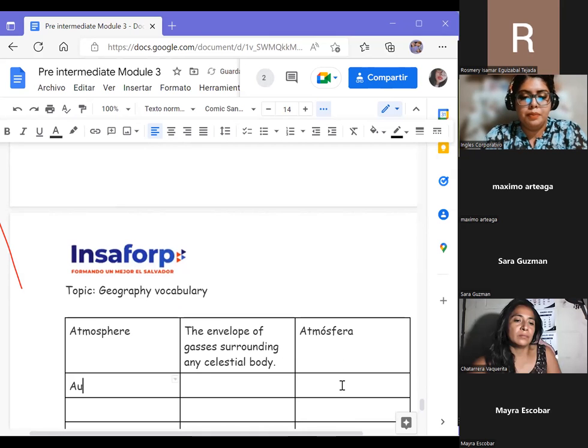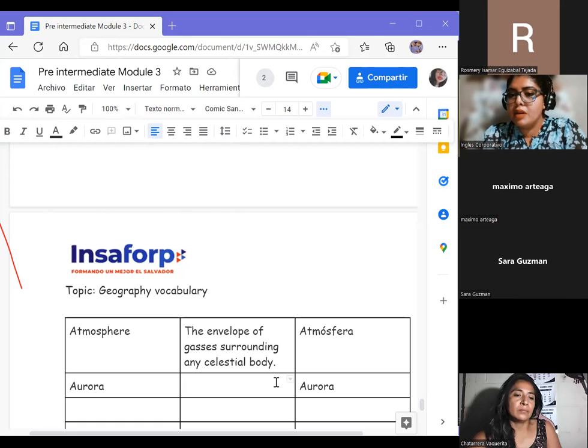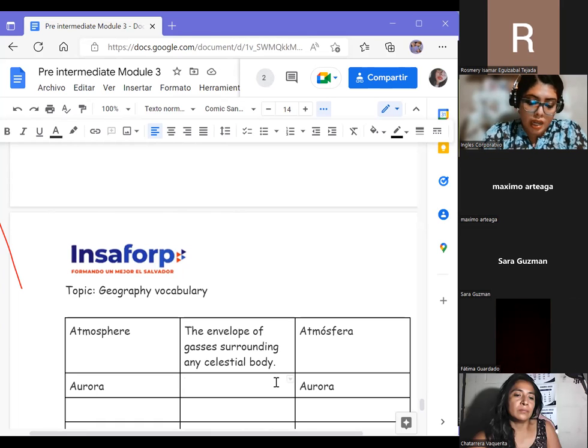Next, aurora. And I'm going to write the same because it's written in the same way, so the pronunciation is kind of different. And it says that this one is a band of light caused by charged solar particles.